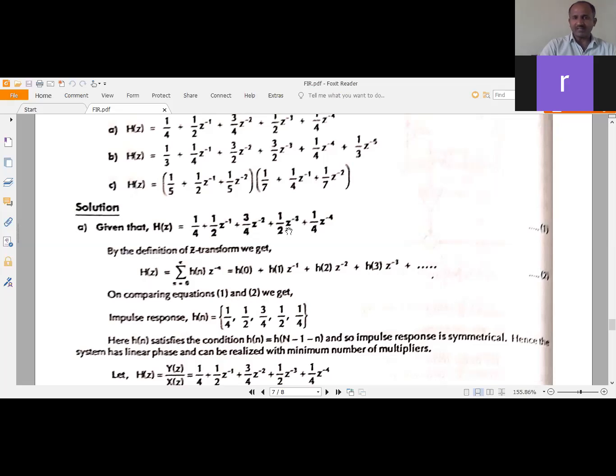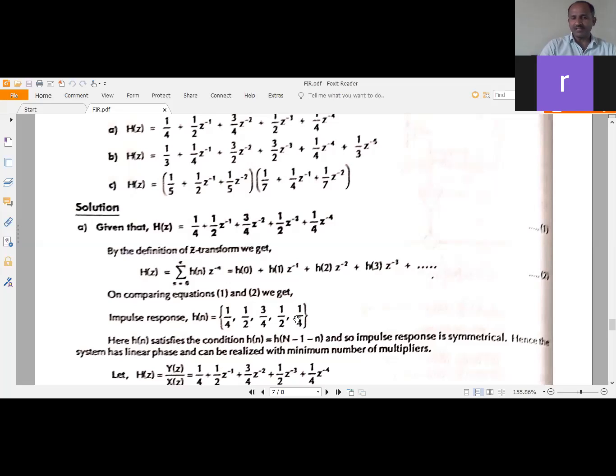So for the given particular transfer function and the definition of Z transform, comparing equation number 1 and 2, you will get the impulse response h of n as 1 by 4, 1 by 2, 3 by 4, 1 by 2, 1 by 4. So this is the condition of symmetry. However, we can check the condition of symmetry. See, here the capital N value is 5, that is 1, 2, 3, 4, 5. Capital N is 5, small n is 0 to 4. Normally h of 0, h of 1, h of 2, h of 3, h of 4. So small n is capital N minus 1.